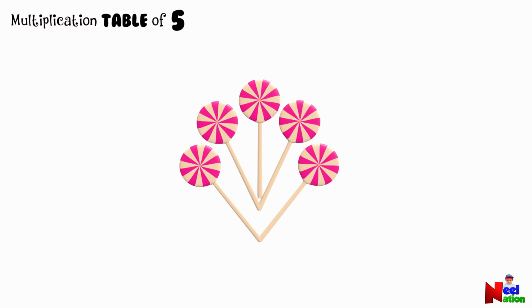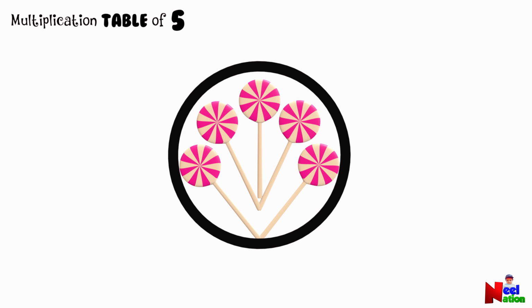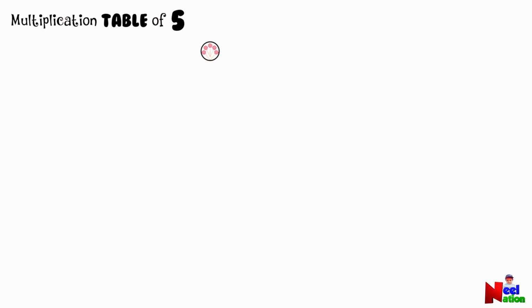Let's learn the multiplication table of 5 using something sweet. Lollipop bunches. Each bunch has 5 lollipops, so every time we add a new bunch, we are adding 5 more. Let's explore this table by building 10 groups, starting from one group and going up to 10 groups. One bunch has 5 lollipops, so 1 times 5 is 5. 2 bunches have 5 plus 5, that is 10 lollipops. So 2 times 5 is 10.